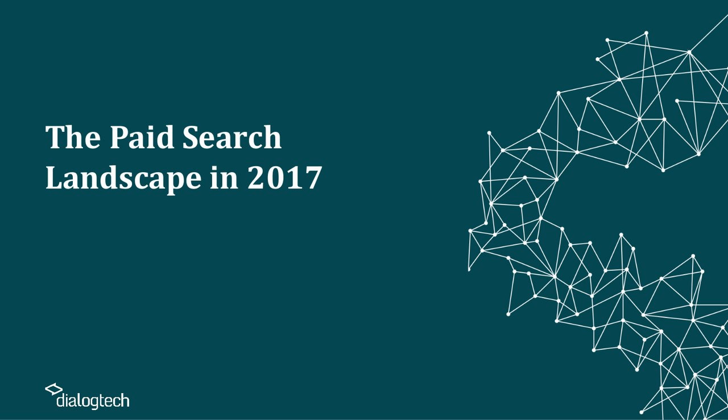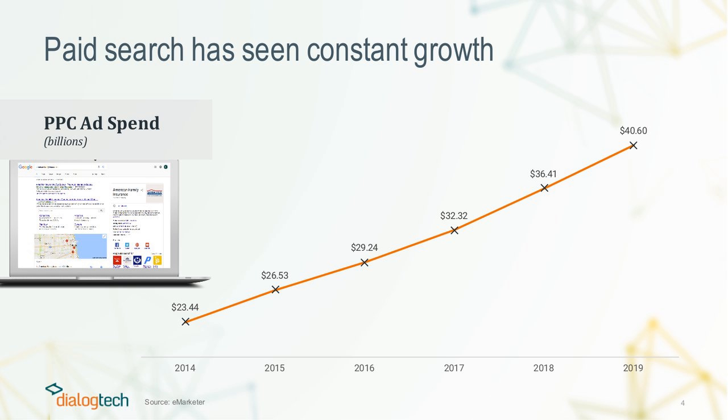So when looking at the paid search landscape, paid search has really seen very steady growth year over year for quite a while, and in fact, between 2017 and 2019, we're going to see a 25% growth. So right now we have $32 billion of ad spend being invested by marketers into PPC.